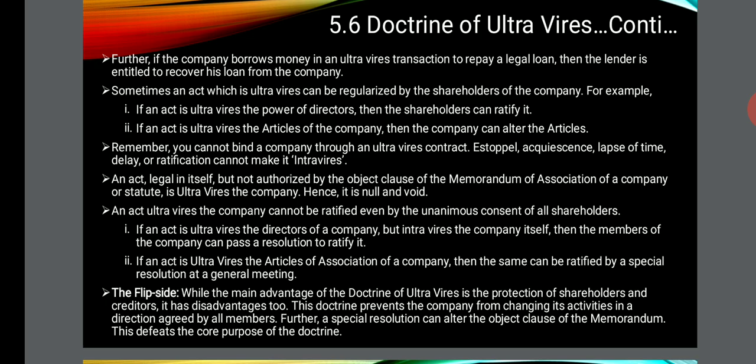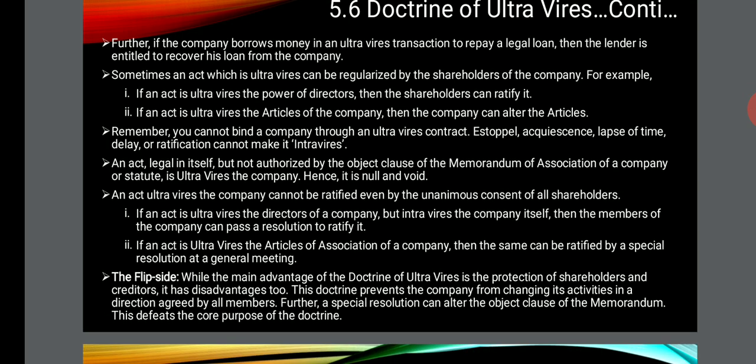Sometimes an act which is ultra vires can be regularized by the shareholders of the company. For example, if an act is ultra vires the power of directors, then the shareholders can ratify it. If an act is ultra vires the articles of the company, then the company can alter the articles. Remember, you cannot bind a company through an ultra vires contract. Estoppel, acquiescence, lapse of time, delay, or ratification cannot make it intra vires. An act legal in itself but not authorized by the object clause of the memorandum of a company or statute is ultra vires the company. Hence, it is null and void.